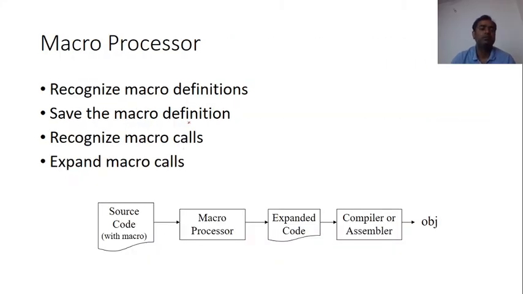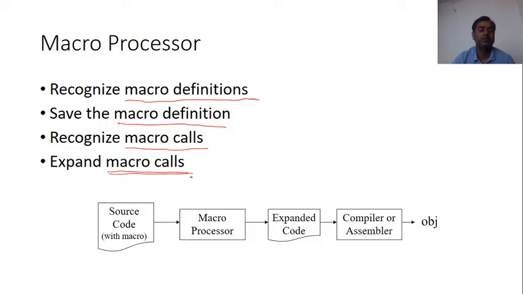Macro processor. The tasks are what? The first task is to recognize the macro definition. Where the macro is defined in the program, our task is to recognize that. Second, save the macro definition in some place, in some data structure. Third, recognize the macro calls, or you can say invocations. Then expand the macro invocation or macro calls.